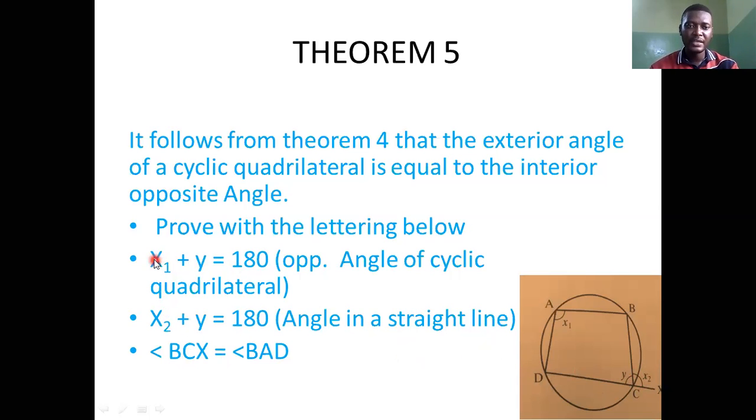So from that, look at this particular line. I can make x1 the subject of the formula by moving y to the other side. So x1 is equal to 180 minus y. x2 is equal to 180 minus y. Since they both equal 180 minus y, it therefore means x1 is equal to x2. So it has been proven now that the exterior angle of a cyclic quadrilateral, this is the exterior angle, x2, is equal to the interior opposite angle.